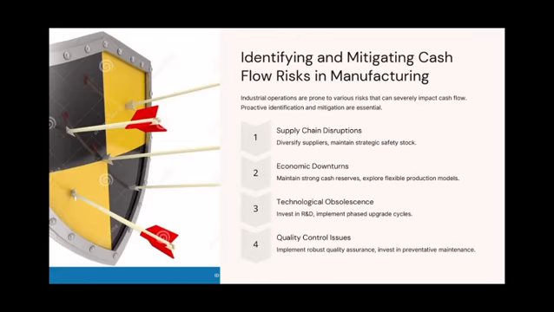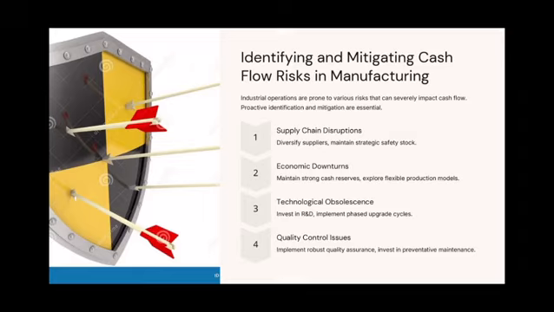Now, as we move on from these different case studies, let's look at identifying and mitigating cash flow risks in manufacturing. Industrial operations are prone to various risks that can severely impact cash flow. Proactive identification and mitigation are essential.